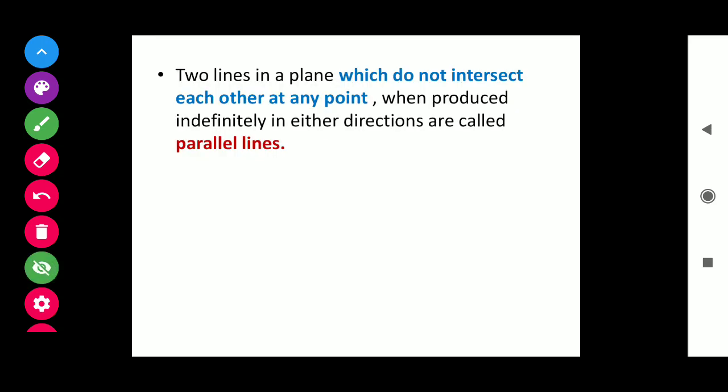Two lines in a plane which do not intersect each other at any point when produced indefinitely in either direction are called parallel lines. So these are the parallel lines.